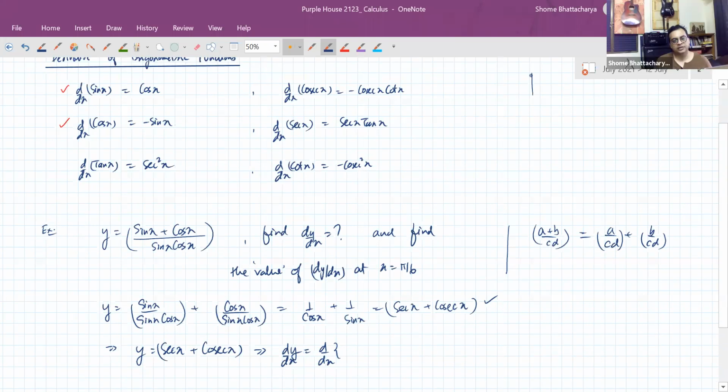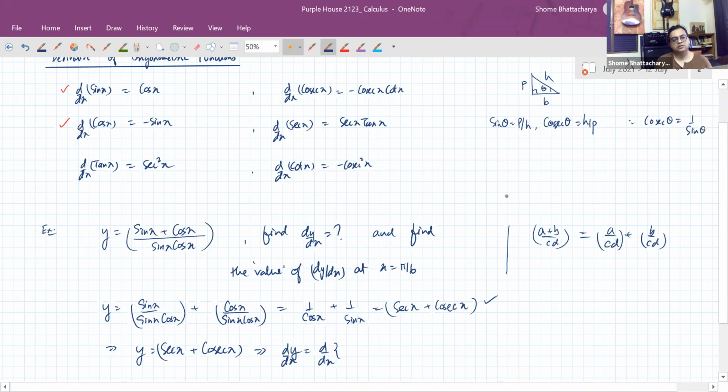If you go back to basic trigonometry of a right angle triangle, you'll recall that if this is theta, then sin theta is perpendicular upon hypotenuse. Cosec theta is hypotenuse upon perpendicular, so cosec theta is 1 upon sin theta. Like that, sec theta is hypotenuse upon base, so sec theta is the same thing as 1 upon cos theta. And cot theta is base upon perpendicular, so cot theta is identical to 1 by tan theta. Again, these are some basic things about trigonometry that you should know.